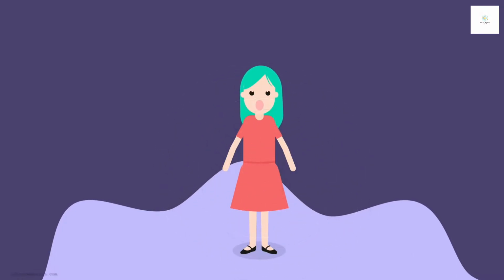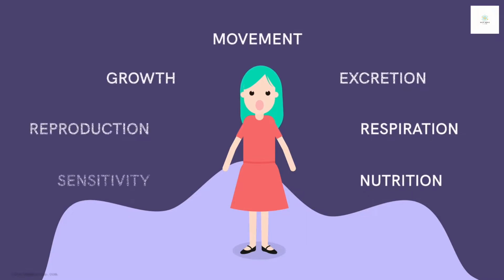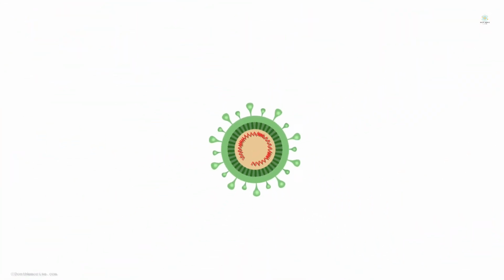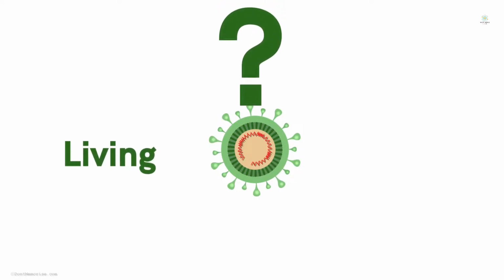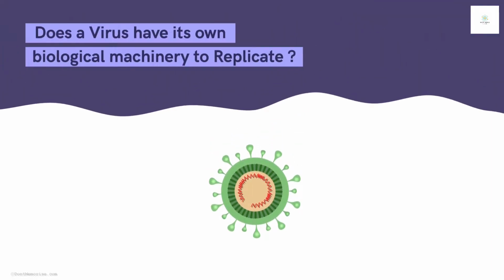Living organisms display several characteristics and follow various life processes like nutrition, respiration, and excretion. This is a basic framework we use to see if something is a living organism or not. Let's look at the case of a virus. We ask some questions which help us distinguish between living and non-living things. So does a virus have its own biological machinery to replicate?